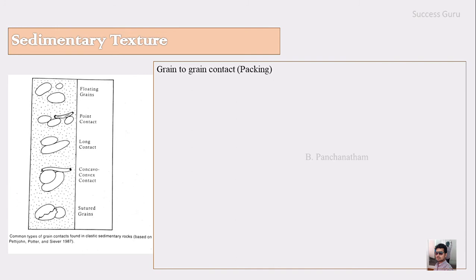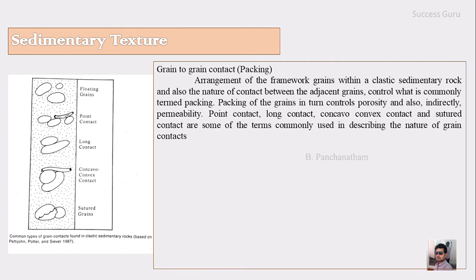So let us see the last heading, that is the grain to grain contact, that is called the packing. The arrangement of framework grains within a clastic sedimentary rock and also the nature of contact between the adjacent grains controls what is commonly termed the packing. The packing of grains in turn controls the porosity and also indirectly the permeability of that particular rock. The point contact, long contact, concave or convex contact, and suture contact are some of the terms commonly used in describing the nature of the grain contact.